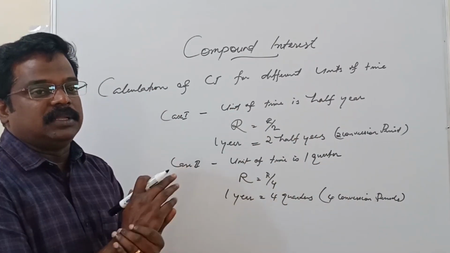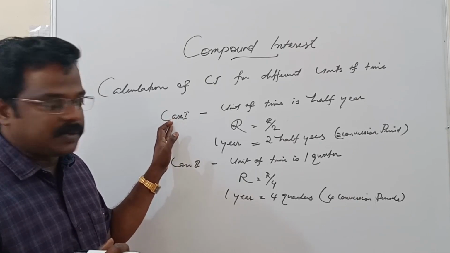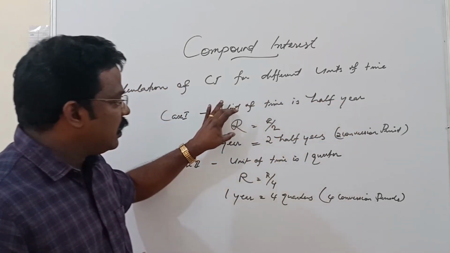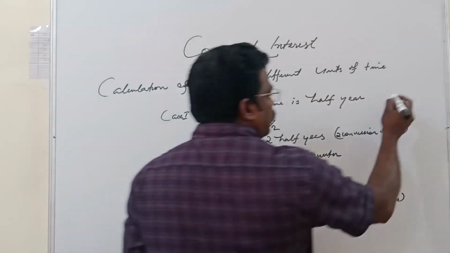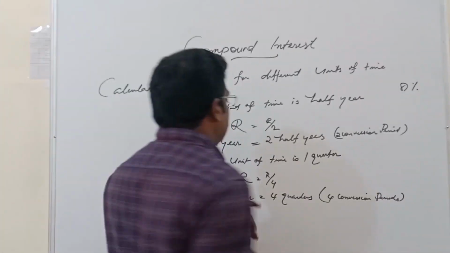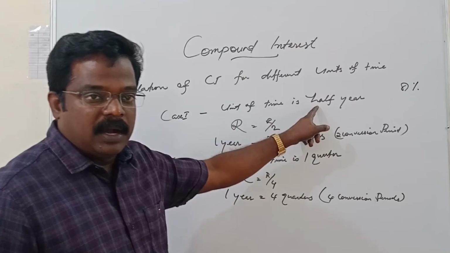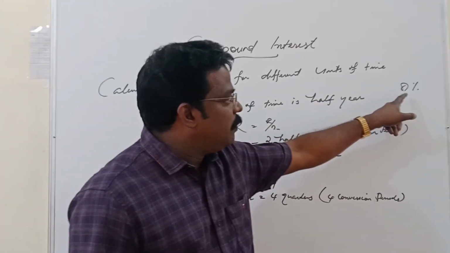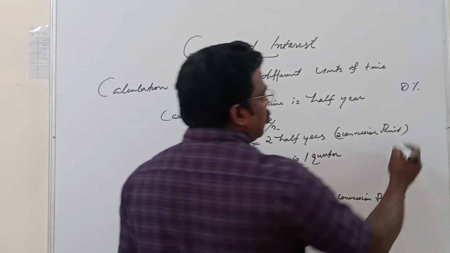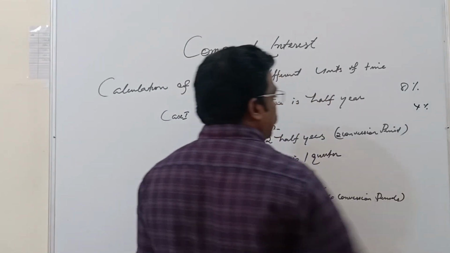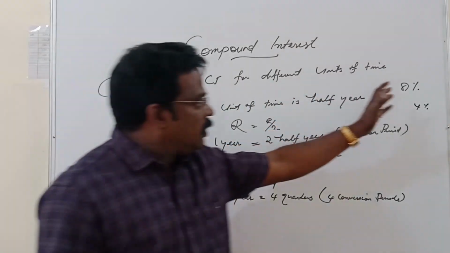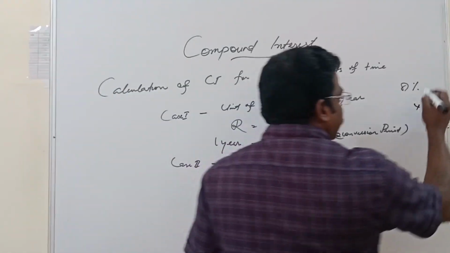Then what change will occur in that equation? If it is calculated half yearly, the rate of interest, if the rate of interest is 8%, then if you are calculating half yearly, the rate will be R by 2. That means 8 by 2, 4% only we want to calculate, because the rate is given as 8% per annum.